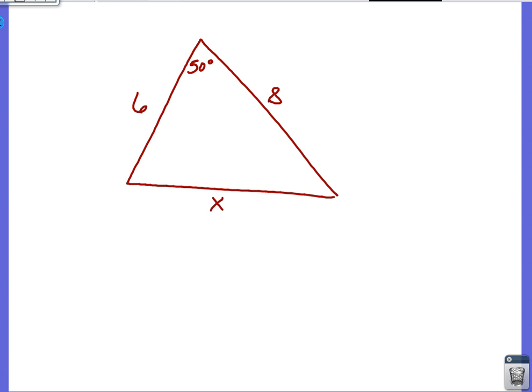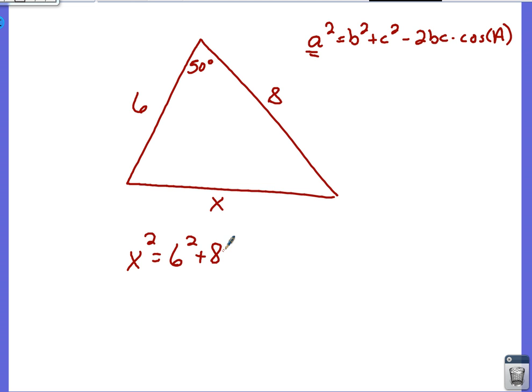Here's how the law of cosines works. Here is the law of cosines: A squared equals b squared plus c squared minus 2bc times cosine A, where this is angle A, and side A is the one across from it. So in the place of the A, we have x squared equals, it doesn't matter which one's B and C, 6 squared plus 8 squared, minus 2 times 6 times 8, times the cosine of whatever that angle was, 50 degrees.